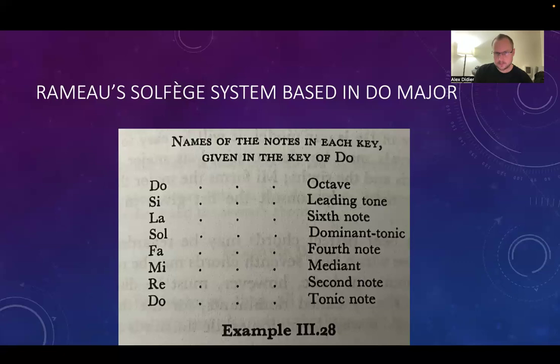And here I have shown his system based in Do major, where he uses tonic, second note, mediant, fourth note, dominant, sixth note, and leading tone with the octave to describe the function of each given key or possible key. For Rameau, all modulation consists of these two genres, major and minor, which depend only on the third given to the note taken as tonic.